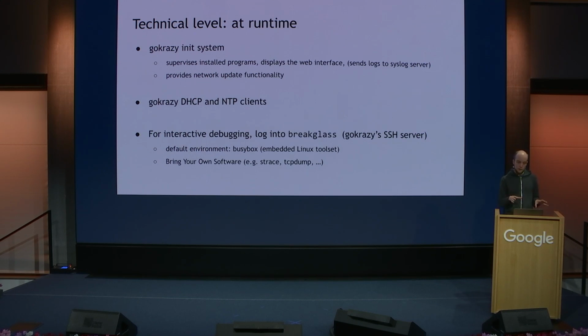Aside from the init system itself, there are a couple of small programs that gokrazy comes with. For example, the DHCP and the NTP clients. DHCP is required so that your device can obtain an IP address from your local network and connect to the internet. And the NTP client is required because the Raspberry Pi doesn't have a real-time clock that persists across reboots. So every time you boot it up, you actually need to configure the time. So these are sort of the 2 minimum viable things you need to get your device going.